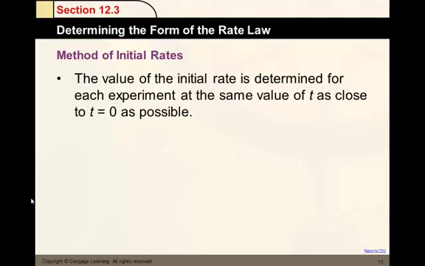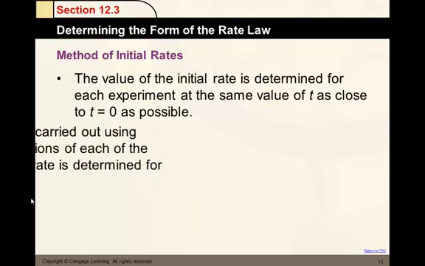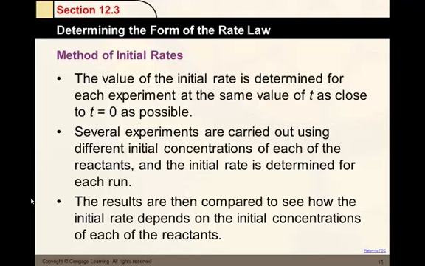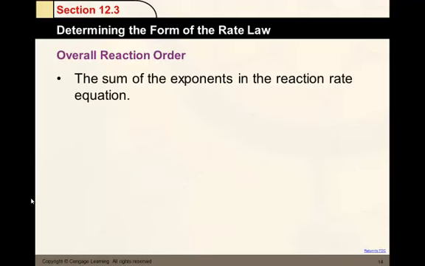Now your book will show you a variety of different ways to solve these method of initial rate problems. I'll show you what we learned in intro and then add on to that. Several experiments are carried out using different initial concentrations of each reactant, and an initial rate is determined for each run. The results are then compared to see how the initial rate depends on the initial concentrations of each of the reactants. So the sum of the exponents in the reaction rate equation is the order of the reaction.